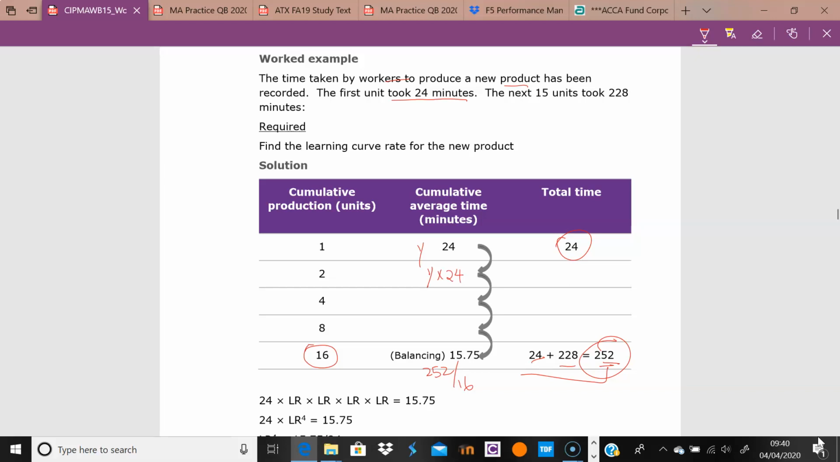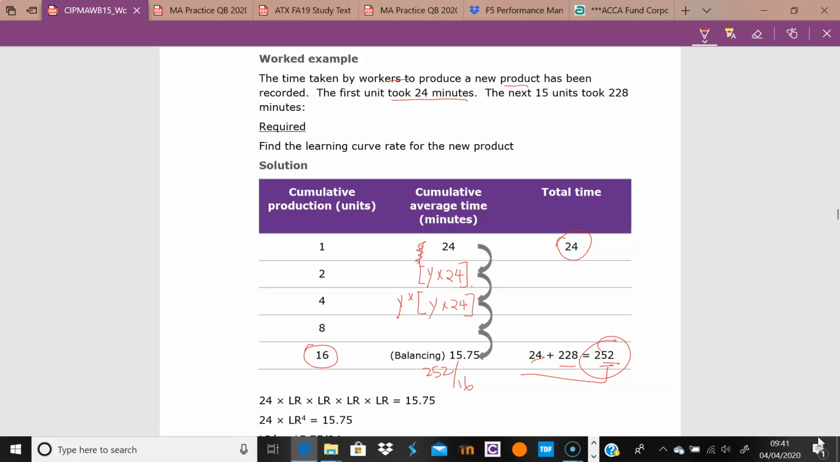Maybe it's 90% or 80%. That's what I'm saying. So that's it. Y times 24. Now, for the fourth unit, I'm saying the average time as well is Y times the previous figure, which is here, and this is Y times 24, right? I mean, it's just there. That's what it is. Right.